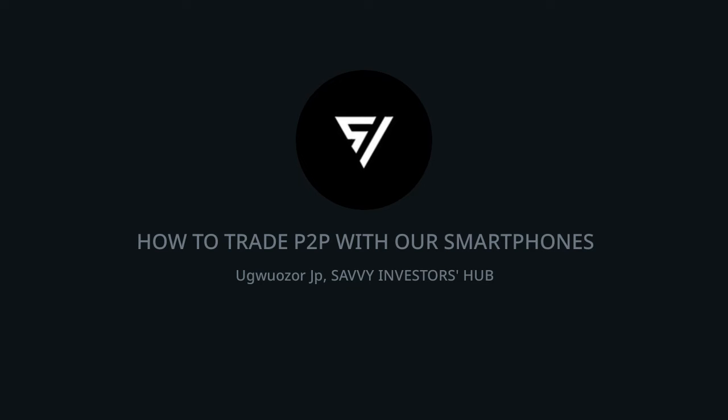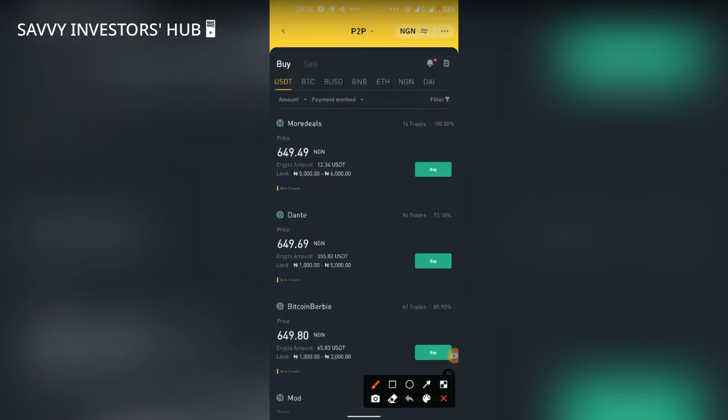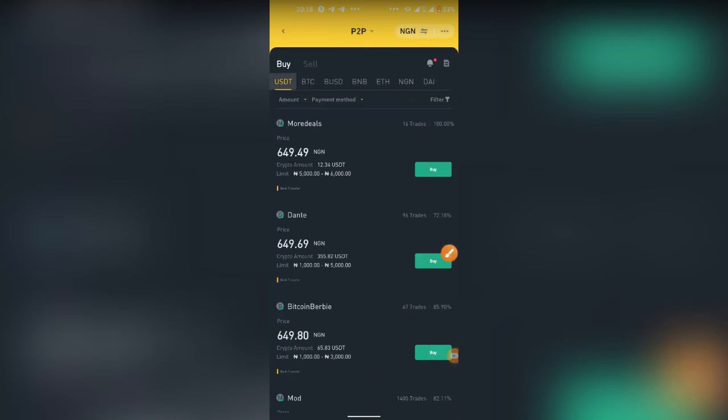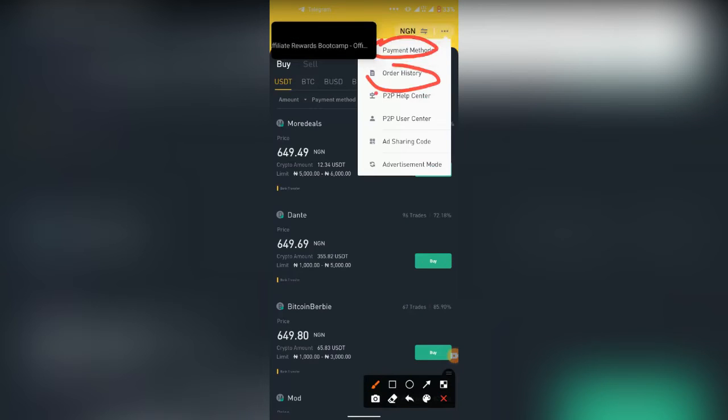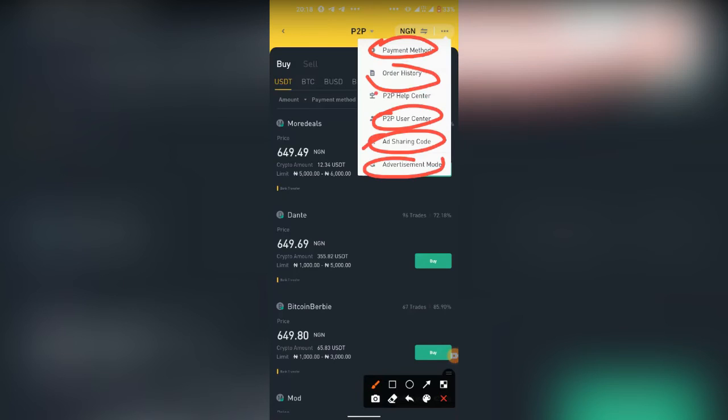So what do you do? You will just first of all go over to these three dots here. Once you click these three dots, you see payment methods, right? You see order history, right? You see P2P user center, ad sharing code, advertisement mode. We're going to be using and explaining each and every one of these.